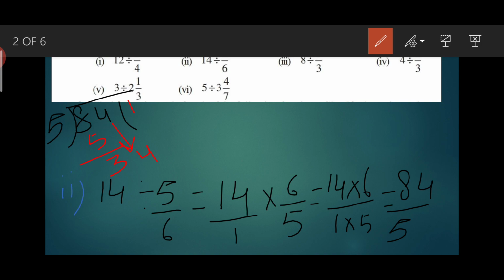So 5 6s are 30. So what is our remainder now? 4. Now you can see 4 is less than 5, so we cannot further divide 4 by 5. So what will be our remainder here? That is 4. So what can we write it as? We can write 16 4 upon 5. Okay, so this is our answer to question number 1, second part.